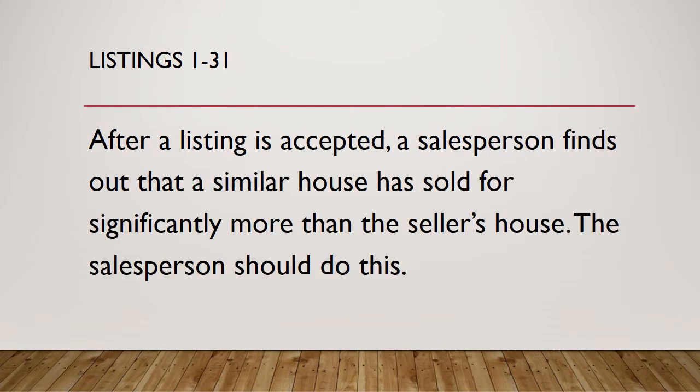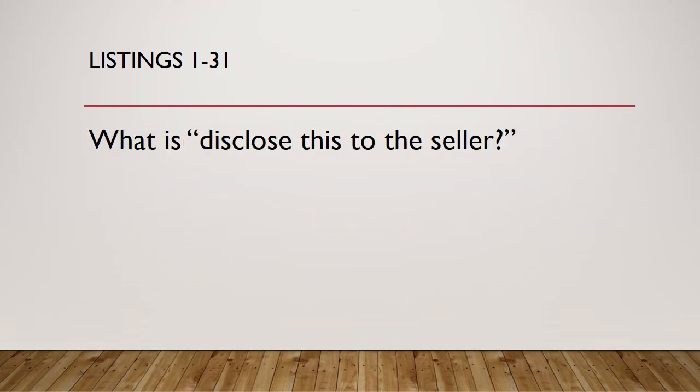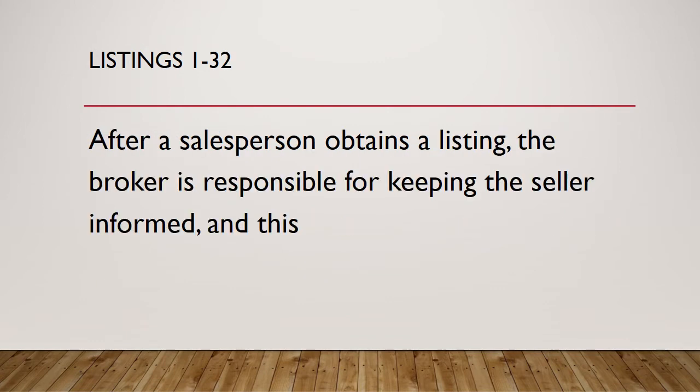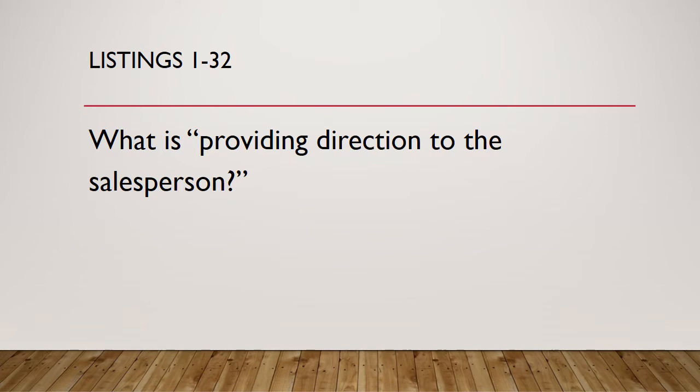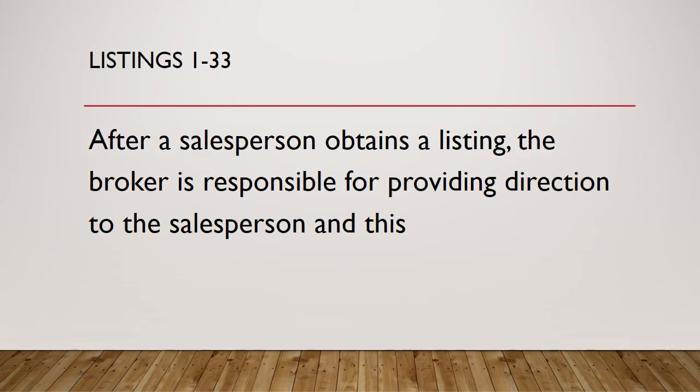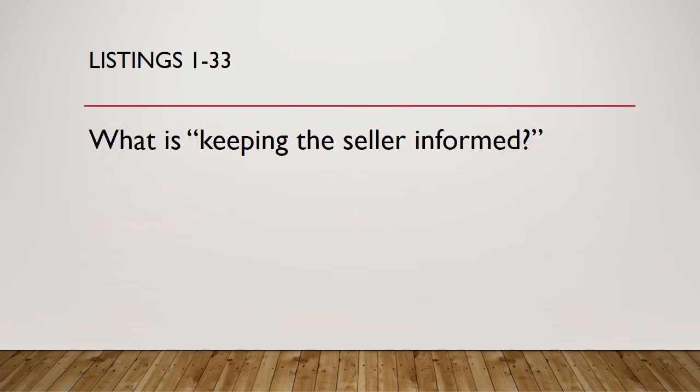Question 31. After a listing is accepted, a salesperson finds out that a similar house has sold for significantly more than the seller's house. The salesperson should do this. What is disclose this to the seller? Question 32. After a salesperson obtains a listing, the broker is responsible for keeping the seller informed and this. What is providing direction to the salesperson? Question 33. After a salesperson obtains a listing, the broker is responsible providing direction to the salesperson and this. What is keeping the seller informed?